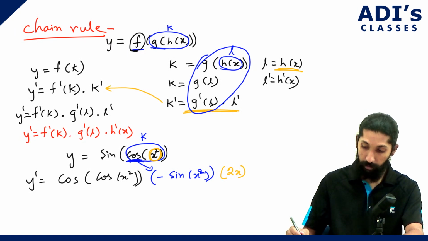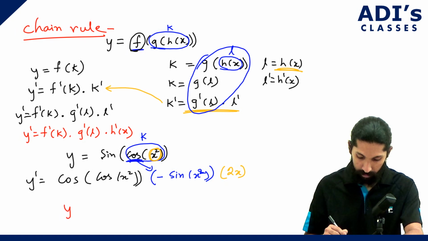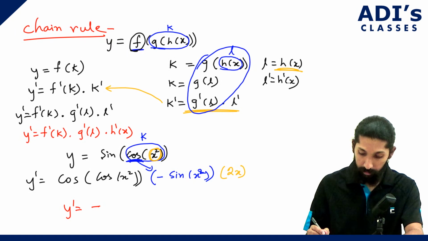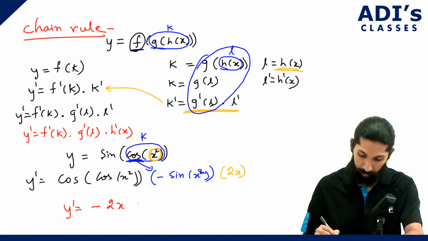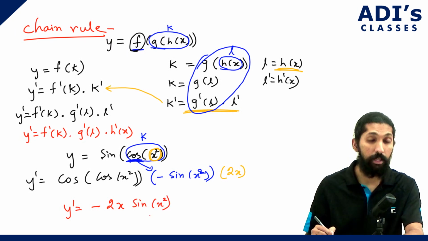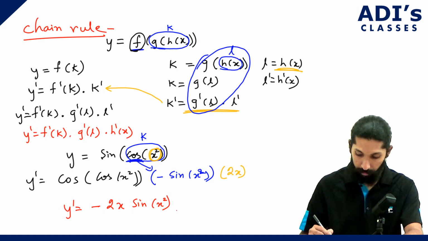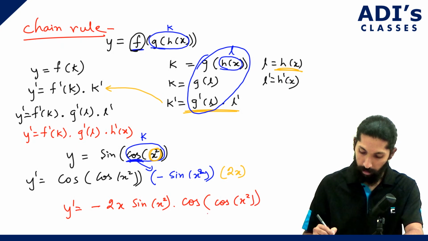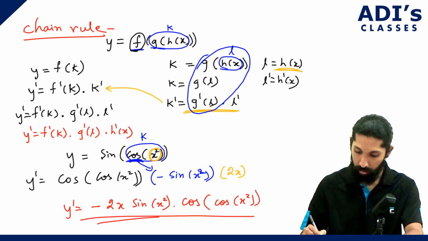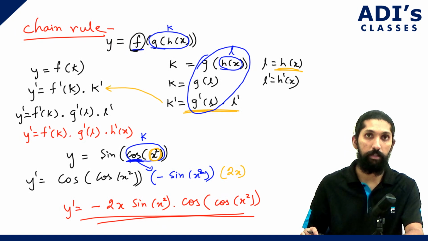In other words, you can finally write the answer as y dash is equal to minus 2x, correct, into sine x square, not sine square x, but sine x square, into cos of cos x square. This becomes the final answer.